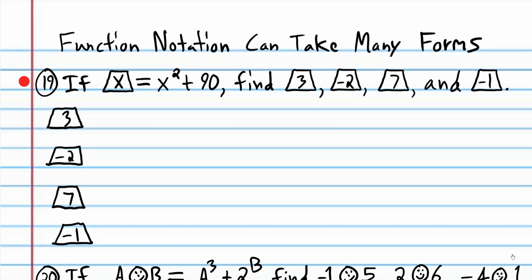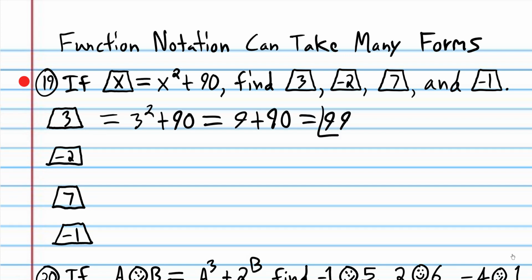So if somebody tells you to find trapezoid 3, what that means is you're going to plug in 3, or substitute 3 for x. So we have 3 squared plus 90. And so if our input is 3 into this function, the output is 99.